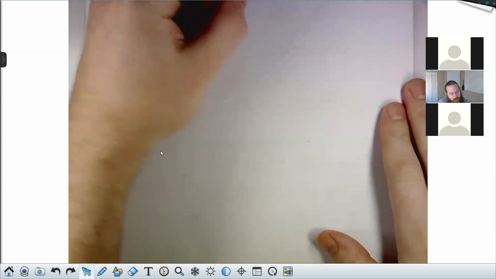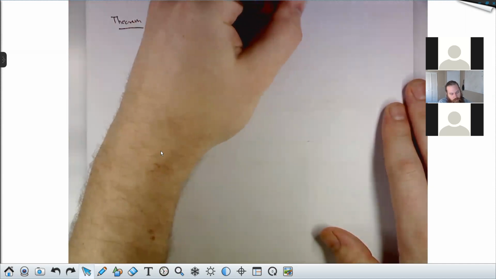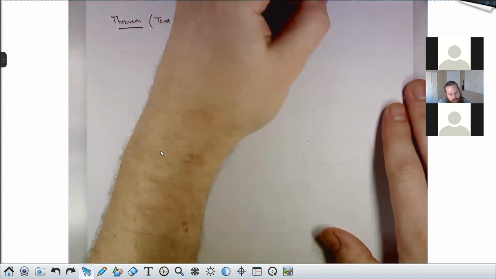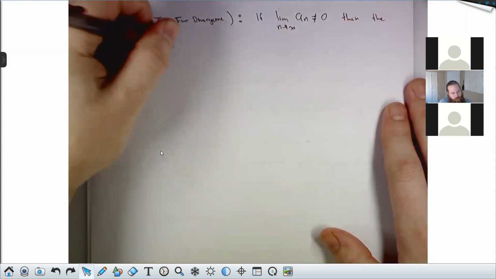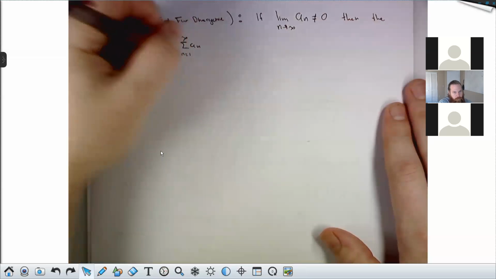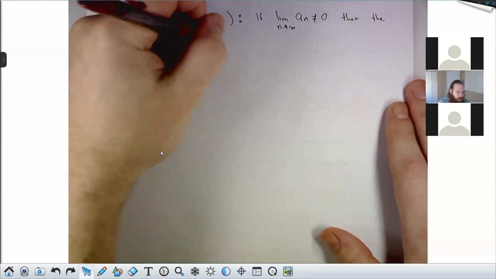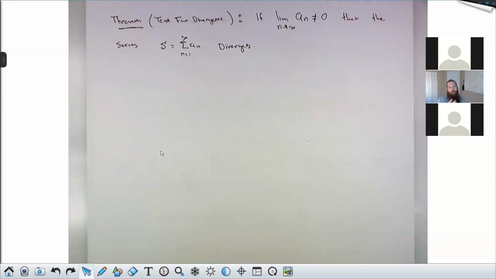This theorem, this test, simply says if the limit as little n goes to infinity of AN is not 0, then the series S equals sigma AN, summed from anywhere, I'll say from 1 to infinity, but it could be from 0 to infinity or 5 to infinity, automatically diverges. So in order for the series to have a chance at converging, the ANs, the things that you're adding up, need to get small.